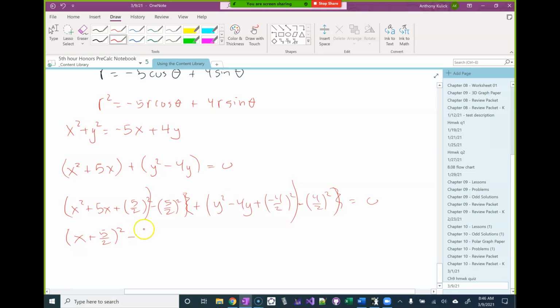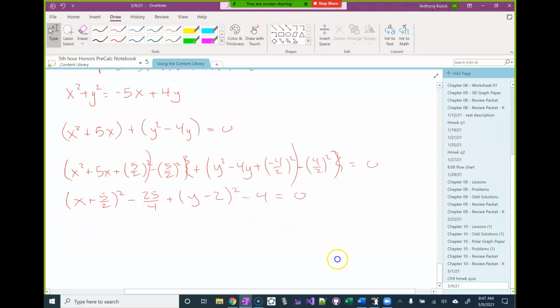And then my last thing to do is combine the like terms between -25 over 4 and -4 and add those to the other side. So when I do that, I need to make a common denominator. So 4 is really 16 over 4. And 16 over 4 plus 25 over 4 is really 41 over 4.